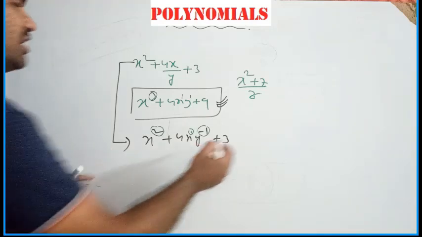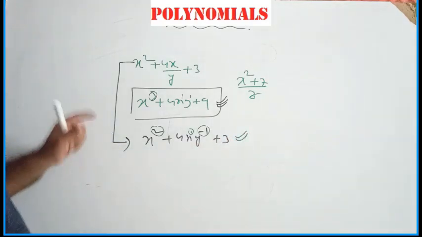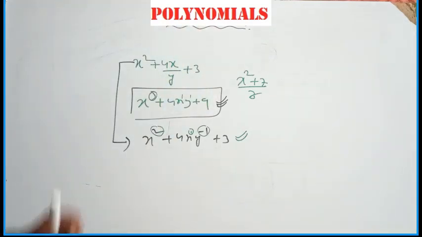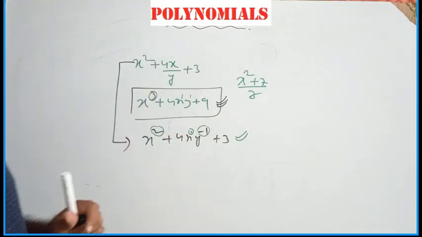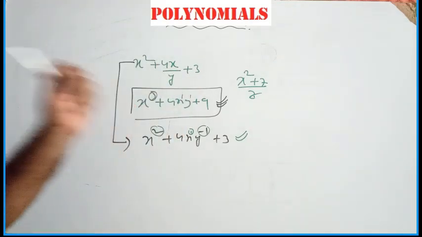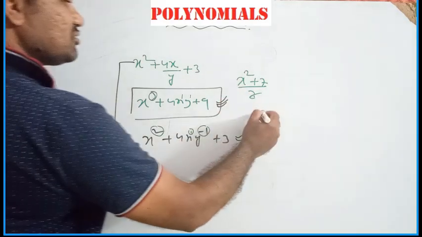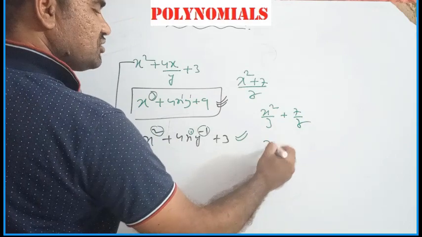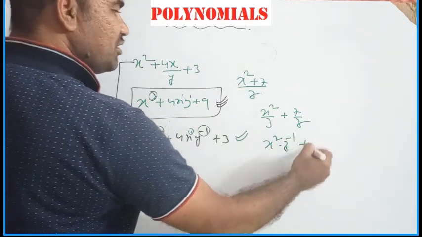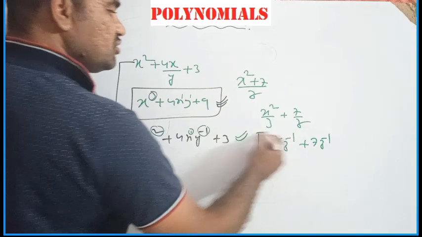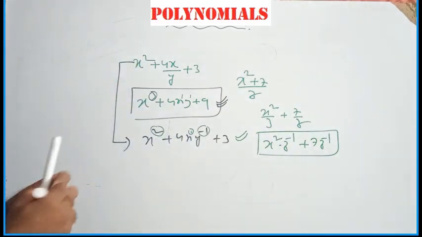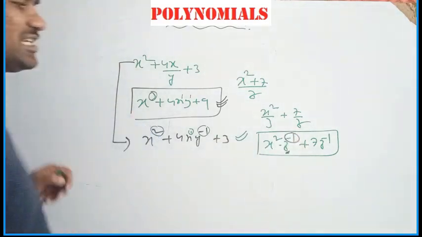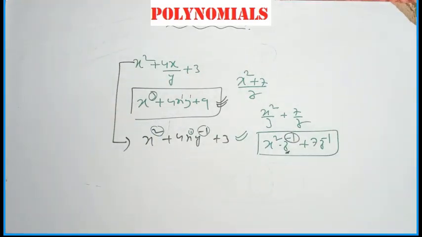This is only an algebraic expression. Understood? It means that a polynomial is a special type of algebraic expression. Every polynomial is an algebraic expression, but every algebraic expression need not become a polynomial. See in this example also, x square by z plus 7 by z, which is x square into z power minus 1 plus 7 into z power minus 1. So this is one algebraic expression, not a polynomial, because the variable z contains a negative integer as an exponent. That's why it is not a polynomial.